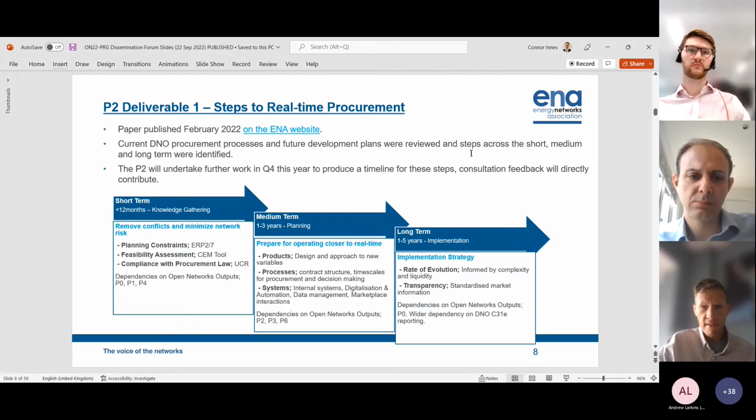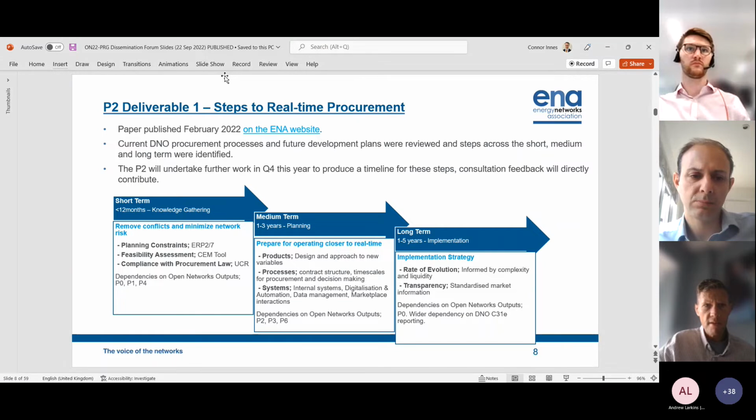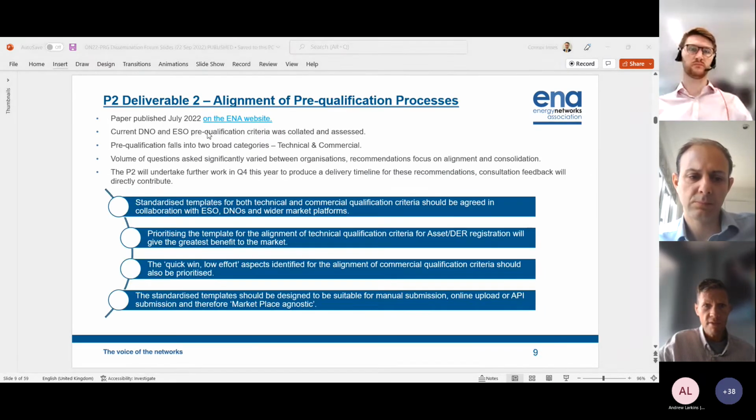Again, the rate of evolution and transparency is very much dependent on a number of other products within the work stream. We've put a link at the top there to a paper that we published on the ENA website. If there's any further information that you need, feel free to go to that link, and once you read the full paper, there might be some further questions you might have.